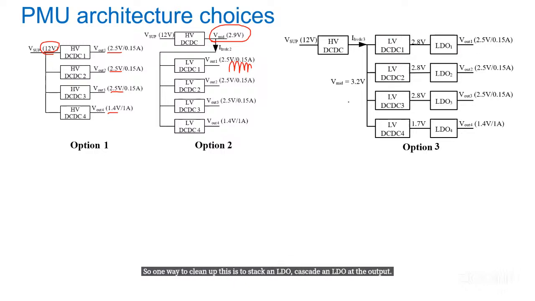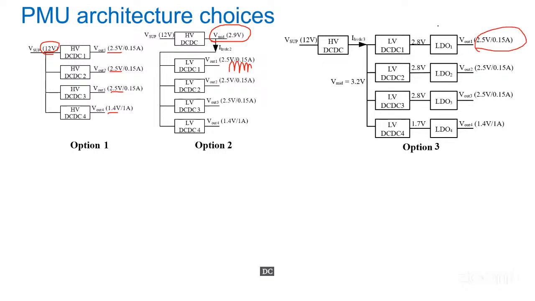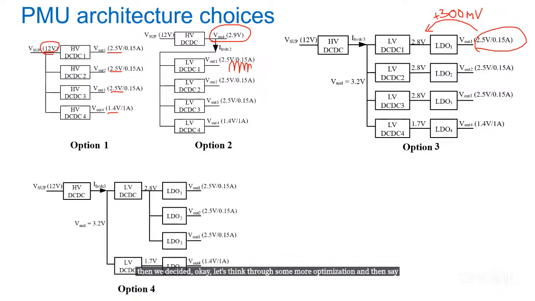Now if you have an LDO, the final output remains the same. But the LDO needs a dropout. So the DC-DC should now supply 2.5 plus 300 millivolt, so that the 300 millivolt can be the dropout of the LDO, and the DC-DC will now supply 2.8 volt. So you can see that we are introducing more complexity, but this is giving us reasonable efficiency and reasonable output voltage ripple. While we might be okay with it, we decided to think through some more optimization and said, since all of these are low voltage DC, why not have one low voltage DC-DC and then run multiple LDOs on it?